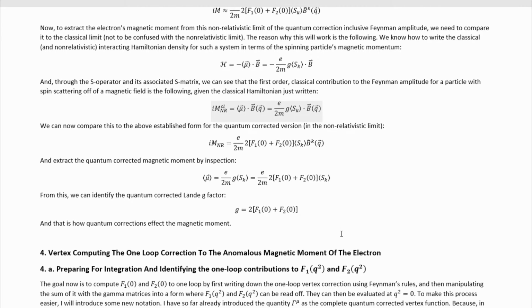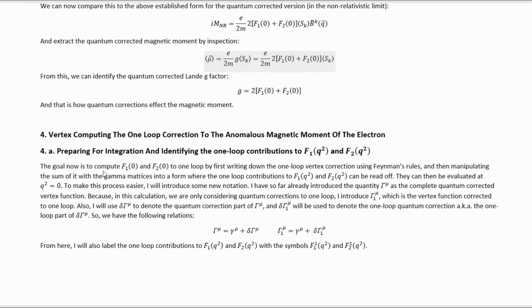magnetic moment. We can now go on to actually computing the first-order contributions to F1 of 0 and F2 of 0. The goal now is to compute F1 of 0 and F2 of 0 to one loop by first writing down the one-loop vertex correction using Feynman's rules, and then manipulating the sum of it with the gamma matrices into a form where the one-loop contributions to F1 of q squared and F2 of q squared can be read off. They can then be evaluated at q squared equals 0. To make this process easier, I will introduce some new notation.